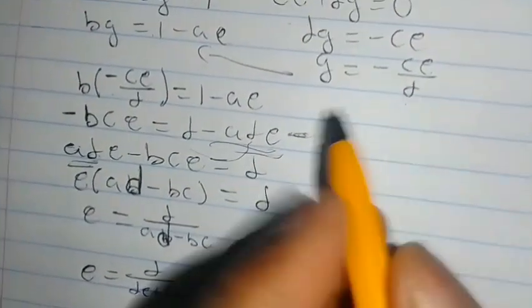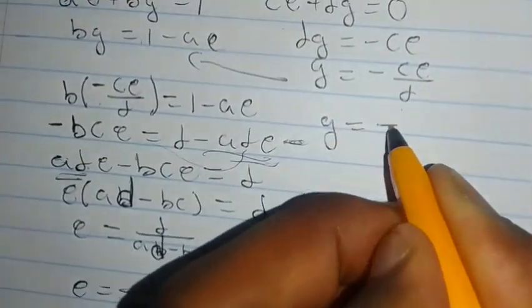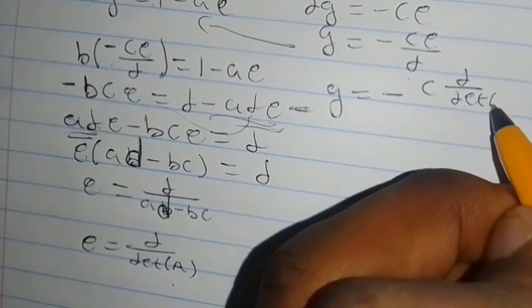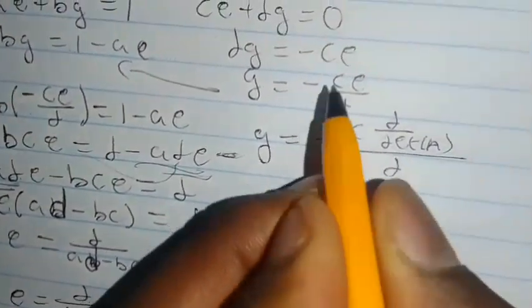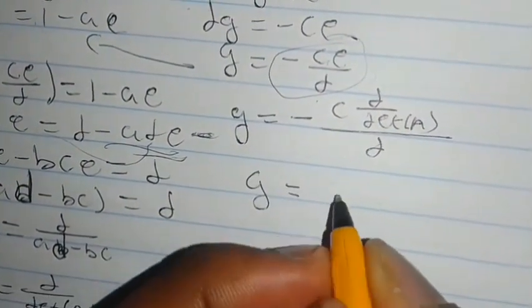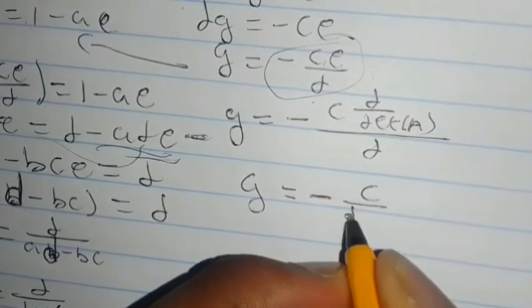Okay, so now when we plug that in there, we get g equals minus c times e, and e is d over the determinant of A. Then we divide that by d. So we just plug in e here, and when we simplify this, we get g equals minus c over the determinant of A.